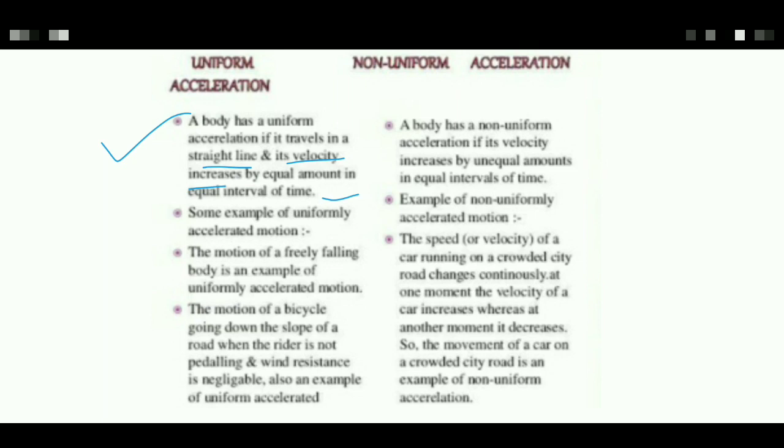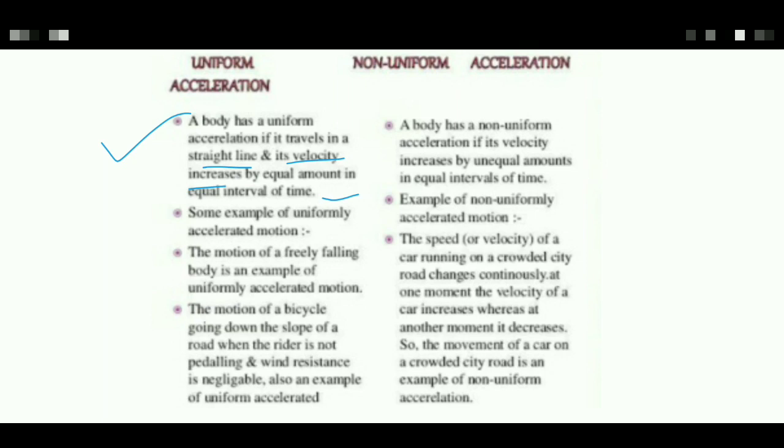Why? Because when an object changes direction only, it will be an example of variable velocity. Okay, and when it is variable velocity, it will not have a uniform acceleration.